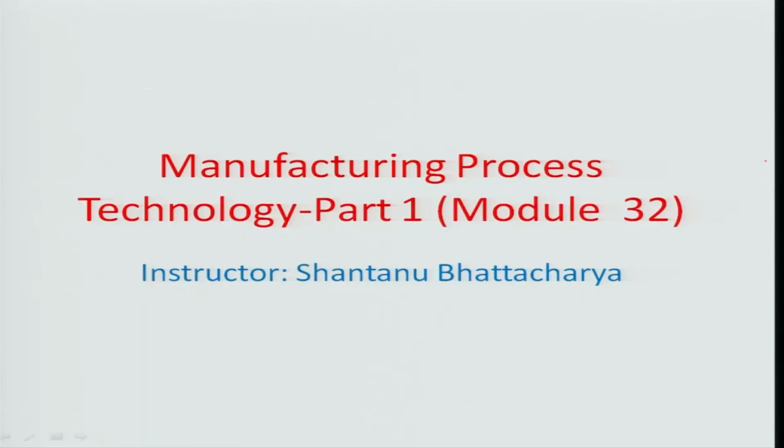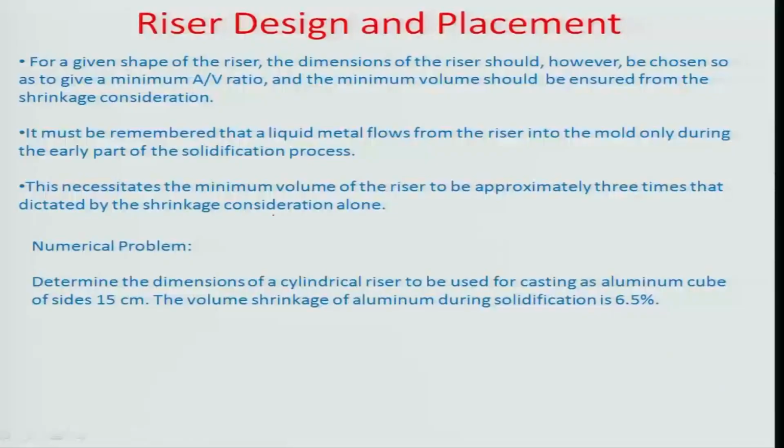Hello and welcome to this manufacturing process technology part 1 module 32. In the last module we were talking about how to design and place a riser, and in context of that we had started doing a numerical problem where we wanted to determine the dimensions of a cylindrical riser to be used for casting an aluminum cube of sides 15 centimeter.